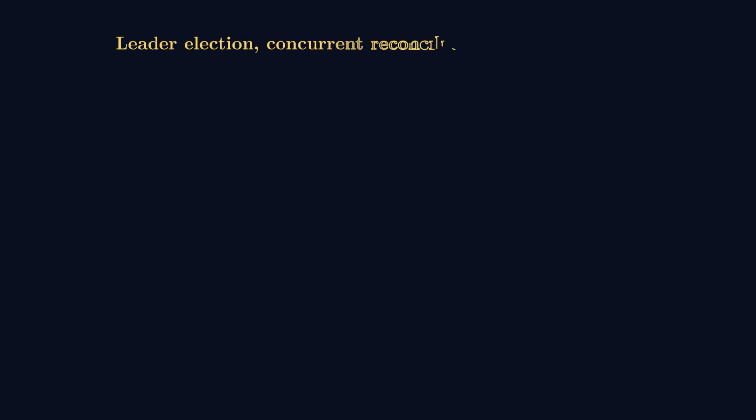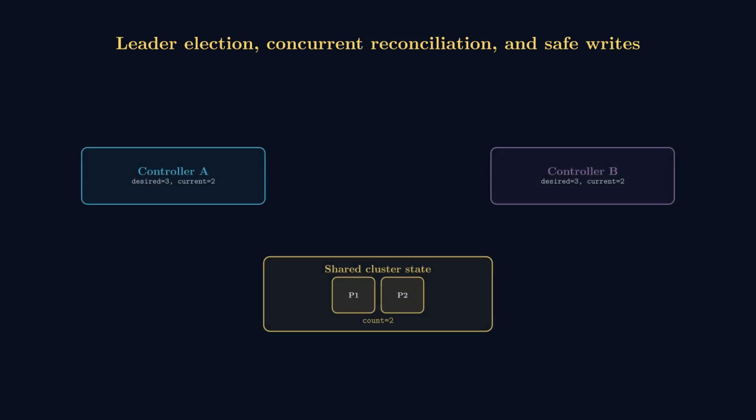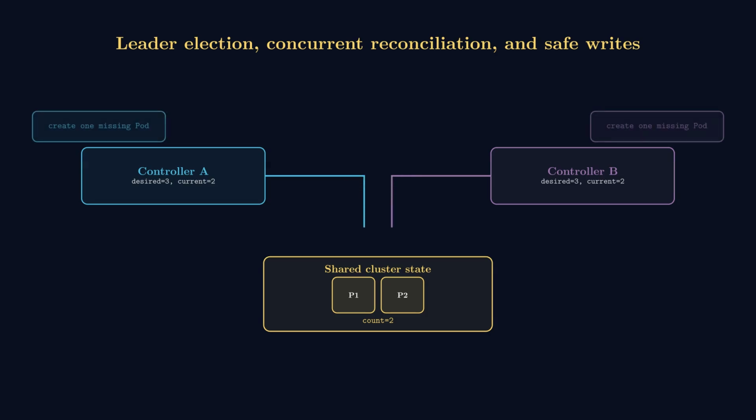Episode 11 ended with a new problem. We now have two copies of the controller for high availability. Both look at Checkout app at almost the same time. Both see that 3 pods are desired and only 2 are running. So both reach the same correct conclusion. 1 pod is missing. But what happens if both act on that decision?